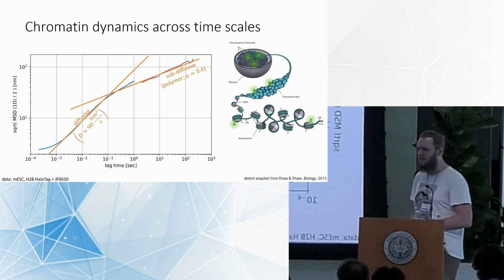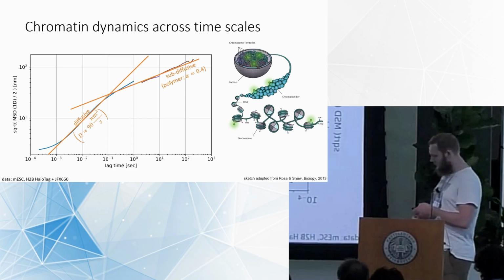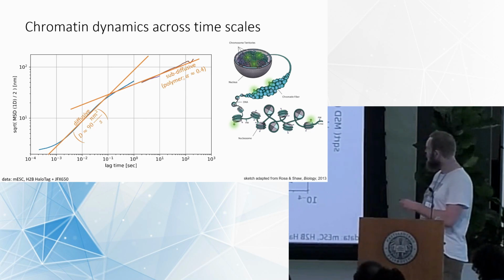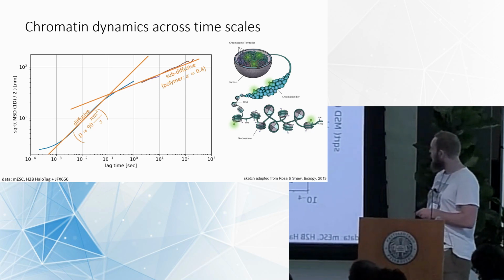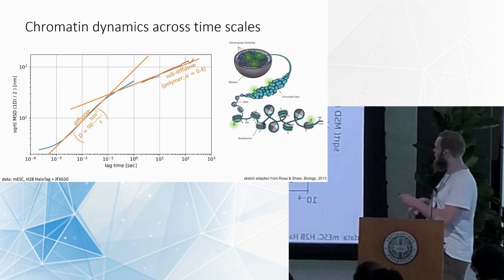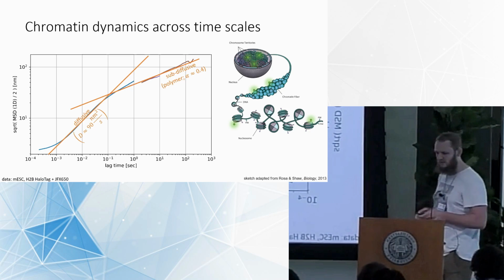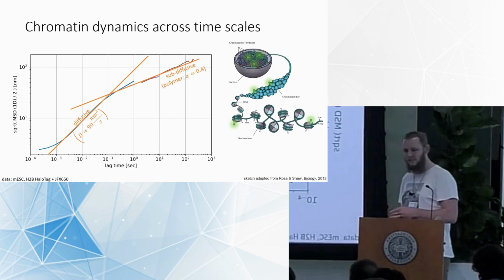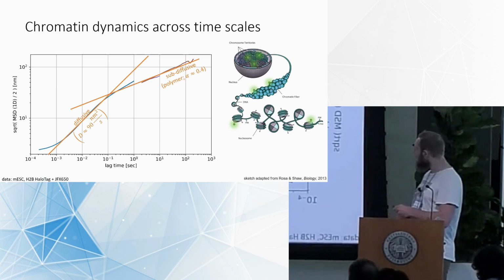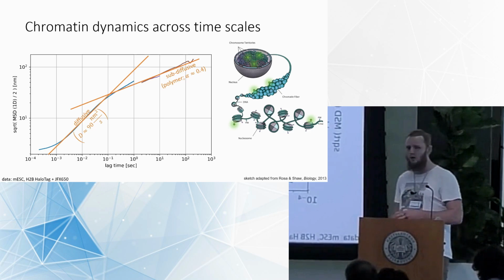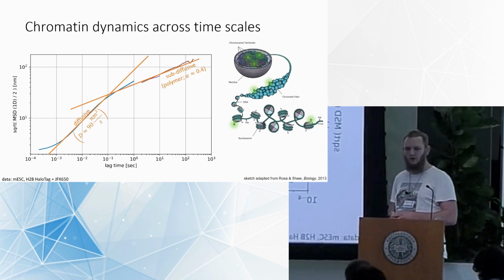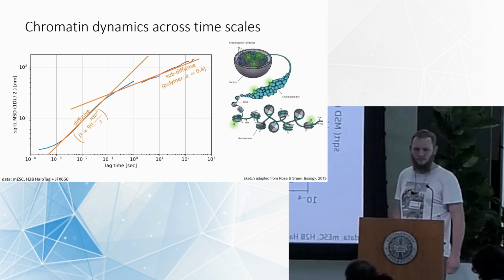Now at short times, we actually get diffusive motion, with this other orange line here. As a note, all these curves are just overlaid by hand. This is not proper fitting. I will get back to why that is. The diffusion constant we get here is relatively low, and noticeably much lower than what we would expect, for example, for free histones in a nucleus.